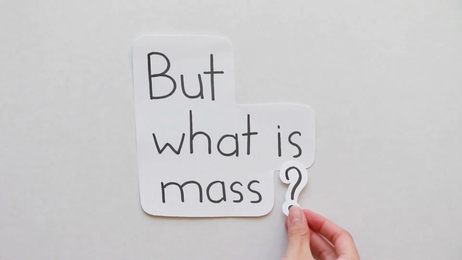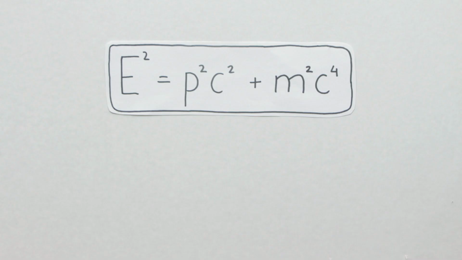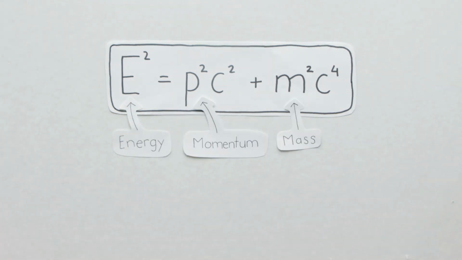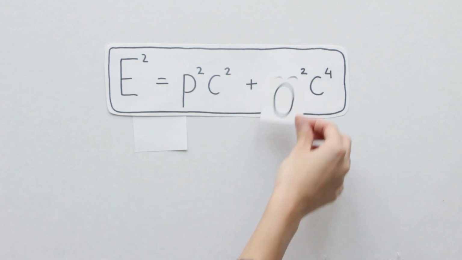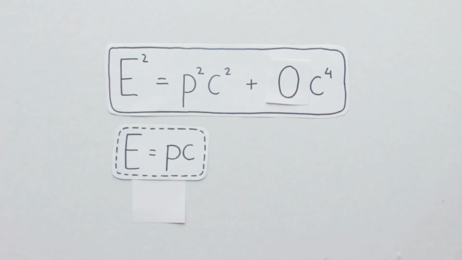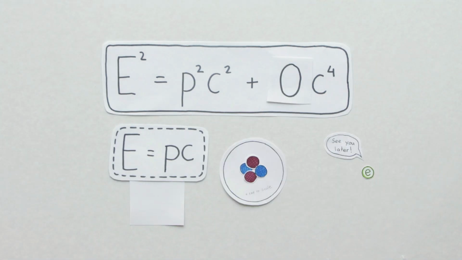But what is mass? This is the extended version of an all too familiar equation, where essentially it shows how energy, momentum, and mass are all related. For a particle to have no mass, it needs to be traveling at the speed of light, but clearly this is not the case for all particles, or else we wouldn't even be here right now.